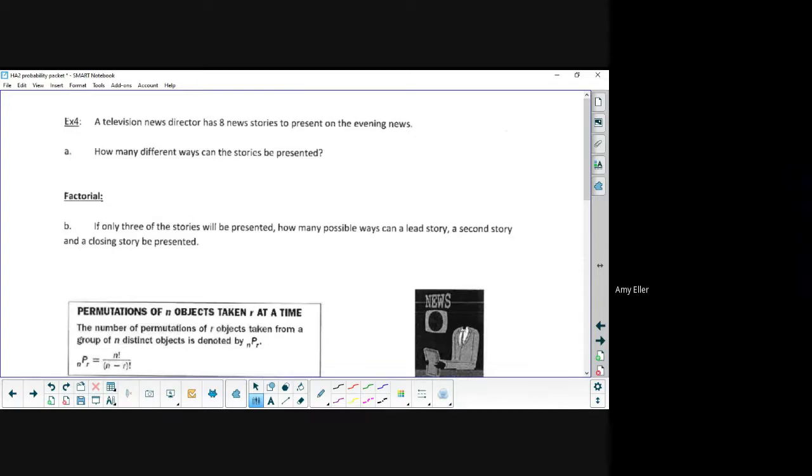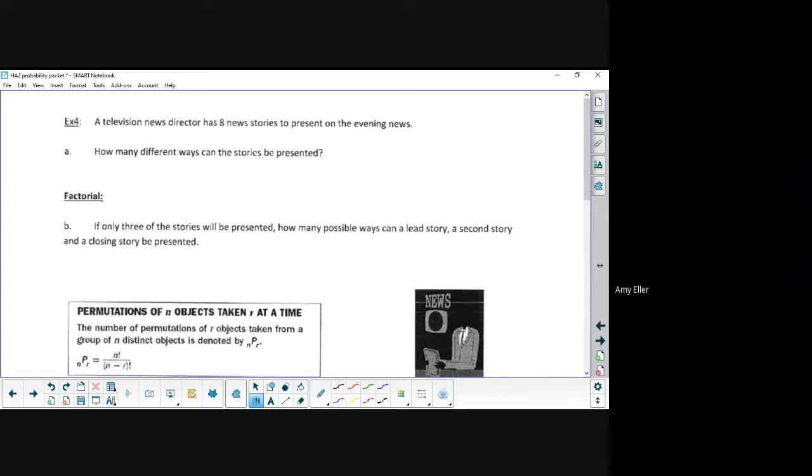If only 3 of the stories will be presented, how many possible ways can a lead story, a second story, and a closing story be presented? Raise your hand if you have an answer. Is it in the 300s? Nope. Sophia, what'd you get? 336.